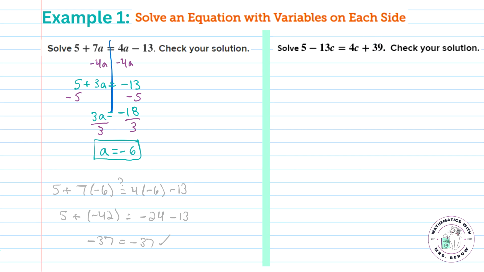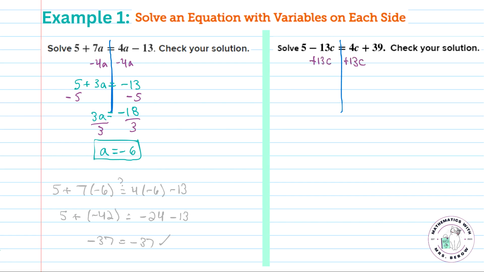My advice would be to, again, start with one of the variable terms. So either this negative 13c or that 4c. And to determine which one, I would get rid of the one that's going to make it so that you don't end up with a negative coefficient, right? So in this case, I'm going to add the 13c to both sides to start. So I'm going to write add 13c, add 13c.